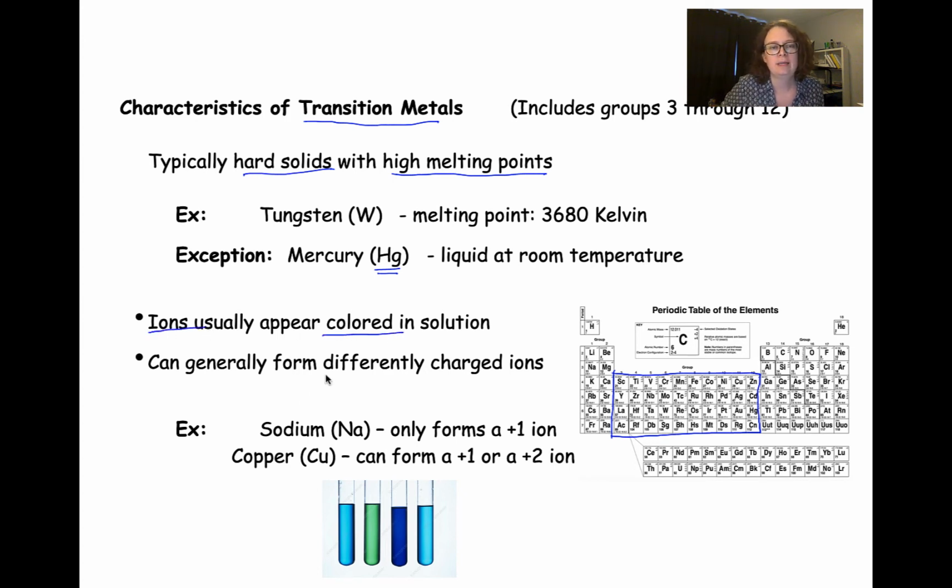These are really interesting elements in that when they form ions, they appear colored in solution. So we love to use these types of metals for photography and chemistry labs because we get these really pretty colors. And they can often form differently charged ions. So they might be able to lose 1 electron and be stable, or they can lose 2 electrons and be stable, like copper. So we'll have different forms. The transition metals are very interesting elements because they have a lot of cool properties. And here's an example of different copper compounds in solution. They have these beautiful blue and green colors, which we don't see in other metals.